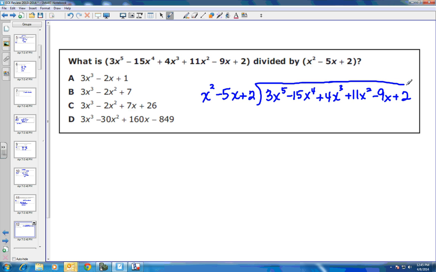Now, if you don't like dividing and you are just not going to divide, what's the only other option for this problem? Remember, I should be able to multiply this times one of my choices to get my problem. That's a lot of multiplying.